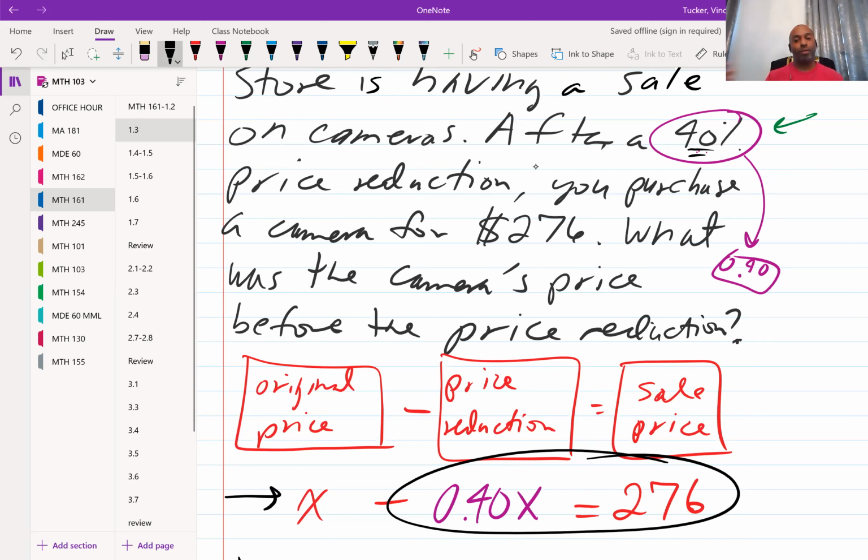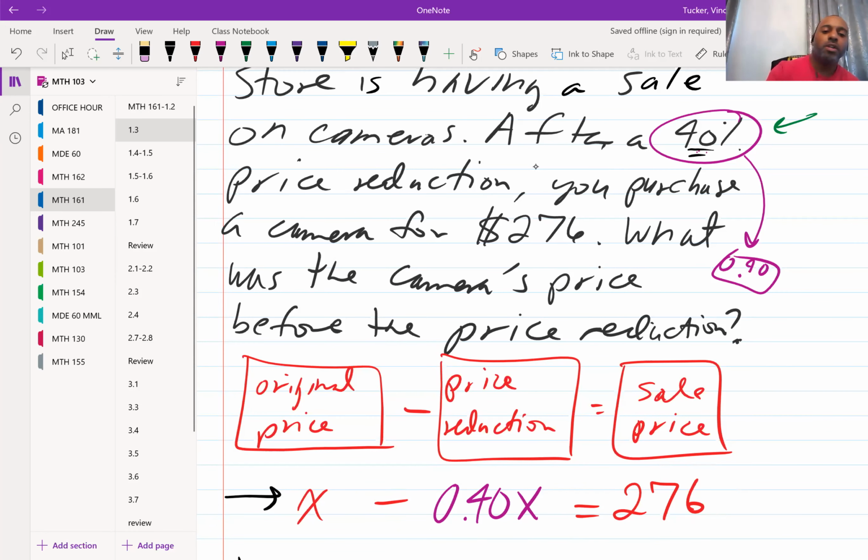So you couldn't take the 40% of the sale price. That's where a lot of people make a mistake. They'll do 0.40 times the 276. But that means you did 40% of the sale price, which was really impossible if you look at the process. So really what you had to do was do 40% of the original amount. You have your original amount, then you take 40% of the original amount and then subtract that, that will give you your sale price. So that's what this represents right here.